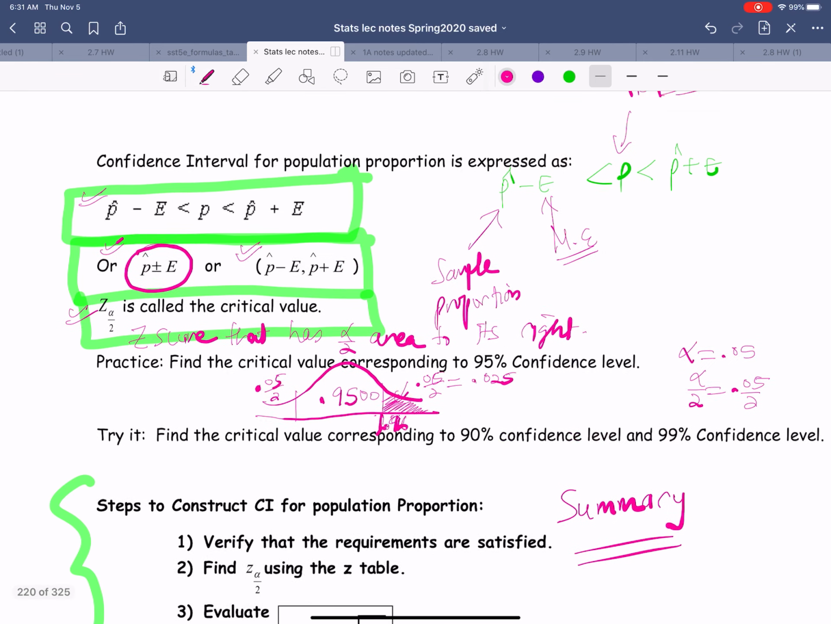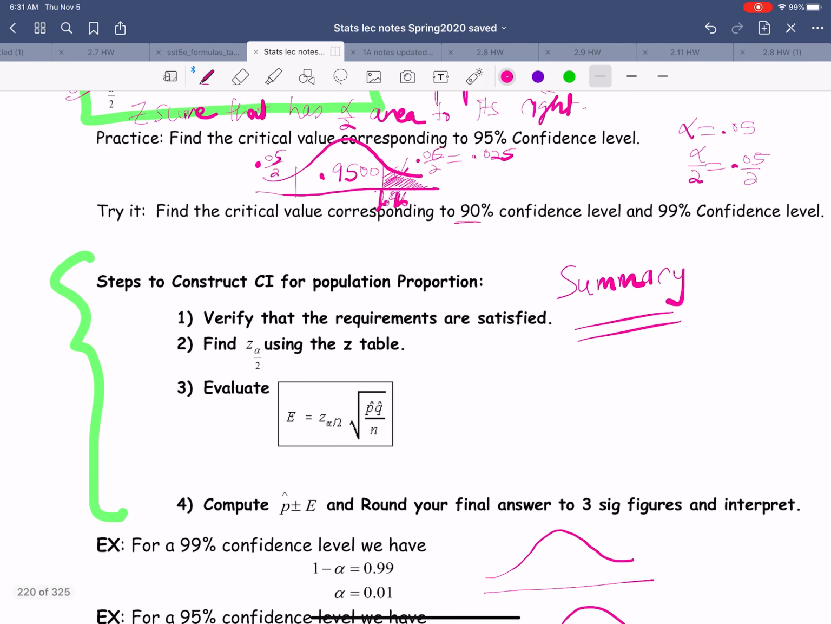Find the critical values corresponding to 90% confidence level. For 90% confidence level, we are looking at 90% area in the middle. The more confident you want to be, the bigger the margin of error. If you want to guess my age with a higher confidence level, then you probably want to guess within plus or minus 5 or plus or minus 10. You don't want to guess within plus or minus 1. So 90% area is in the middle.